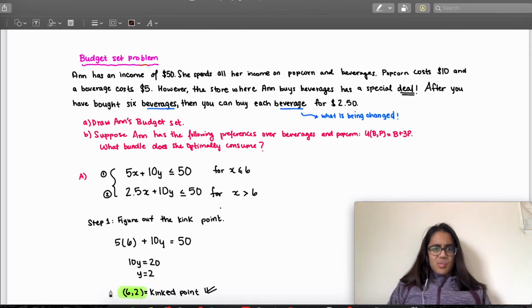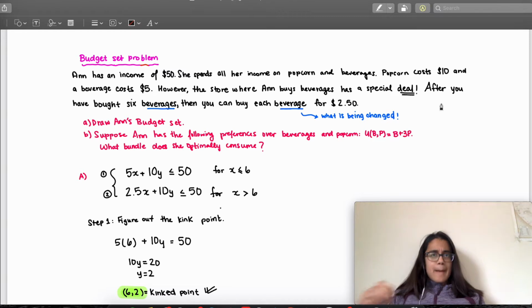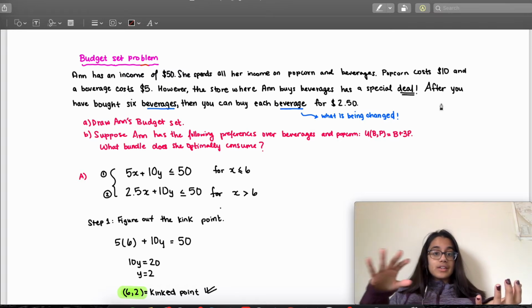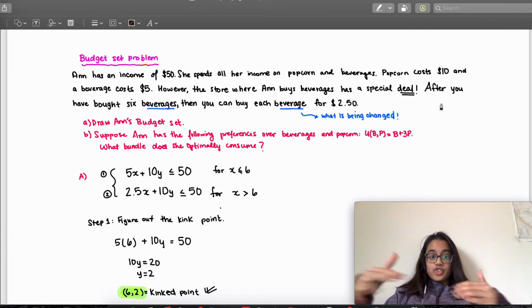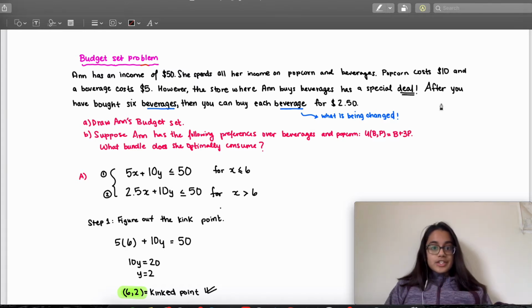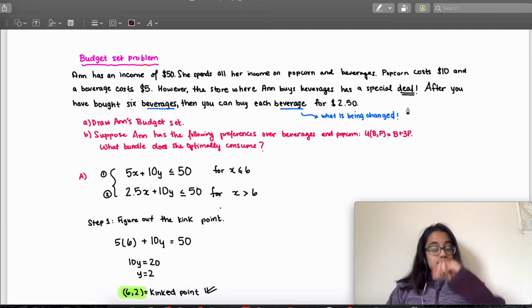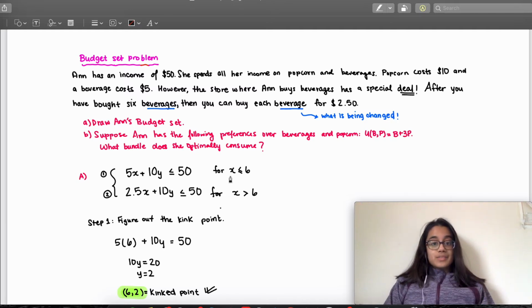Now you might be asking, why are you using the first equation and not the second? When you read the question, it says after you have bought 6 beverages, meaning you have already bought the 6 beverages, and any number above that is when you use equation number 2. So at 6, we are still at equation 1, still paying that $5. That is why here you will see x is less than or equal to 6. All right, so here's our kink point.